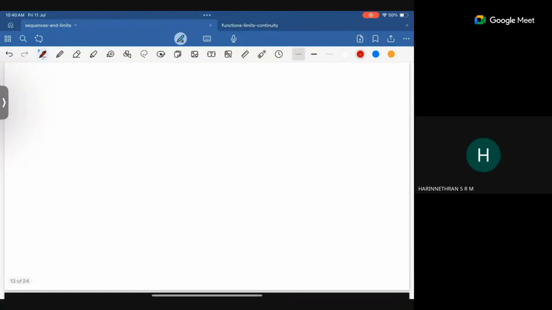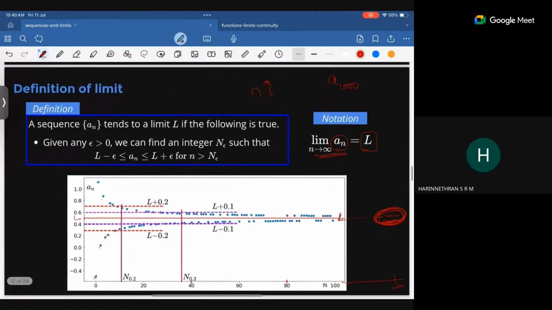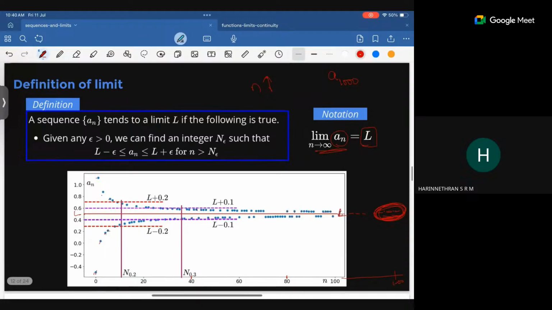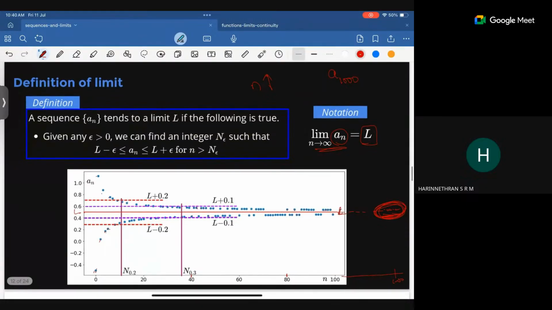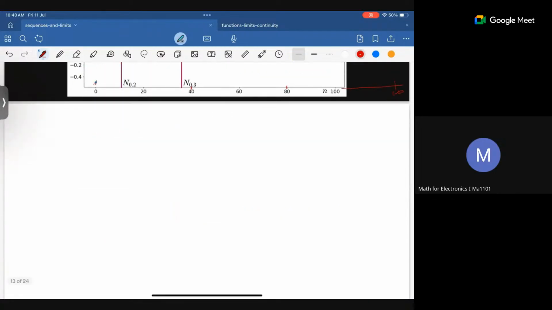Excuse me. Sir, I couldn't understand the concept here. Can you repeat it? Okay. What I mean by limit of a sequence, I will take an example and then it will be clear.